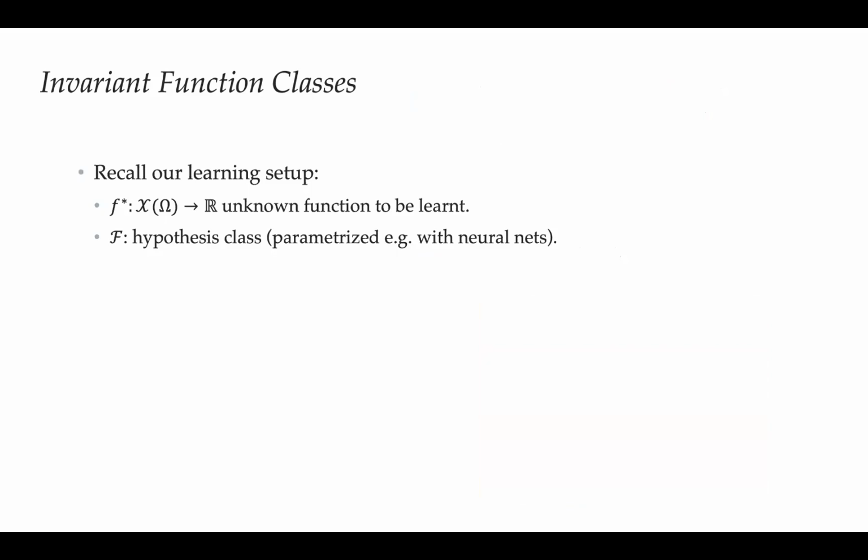Okay, so here again, in the setting that we had, in the language of statistical learning, we had our target function f star that was unknown, and we tried to learn this function within a hypothesis class capital F that we could parameterize as we want, right? For example, with neural networks.